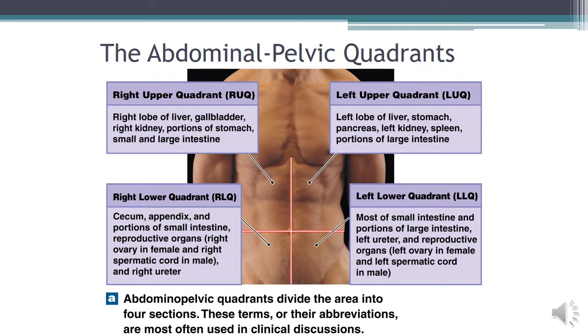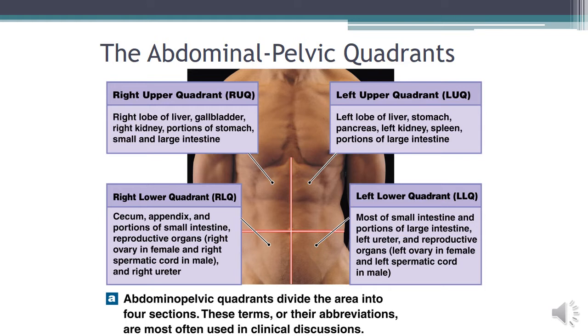Remember, in the abdominopelvic cavity, this is where we're going to have most of the organs of the body. So this is going to be a region of the body that's very busy, if you will. And so it's helpful to divide this region into smaller regions.